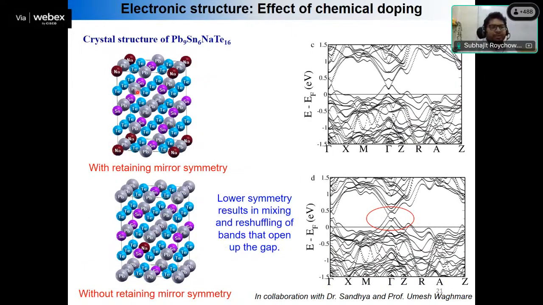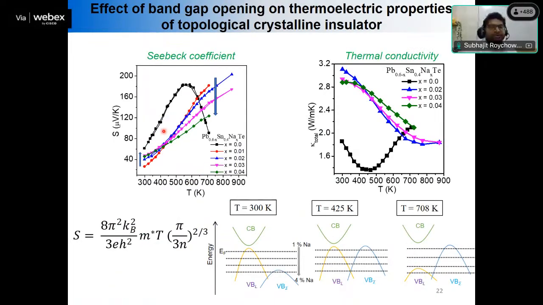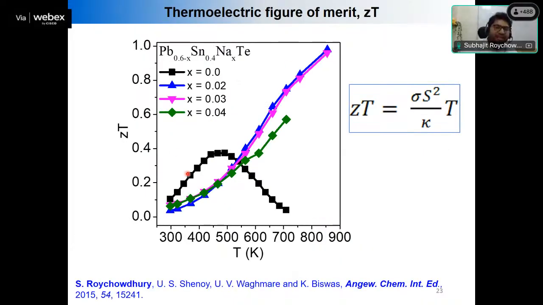This is also confirmed from the theory that when we dope sodium and retain the mirror symmetry, there is no opening in the band gap. But when we dope sodium and break the mirror symmetry, it opens up the gap. And now we measure thermoelectric properties, both Seebeck and thermal conductivity. You can see here for the pristine sample, the Seebeck initially increases and then decreases because it has a narrow band gap. So we are getting bipolar contribution, which is not good for thermoelectrics. But with sodium, as the band gap increases, the Seebeck coefficient increases. As a result, with the sodium doping, we got a good ZT of 1.